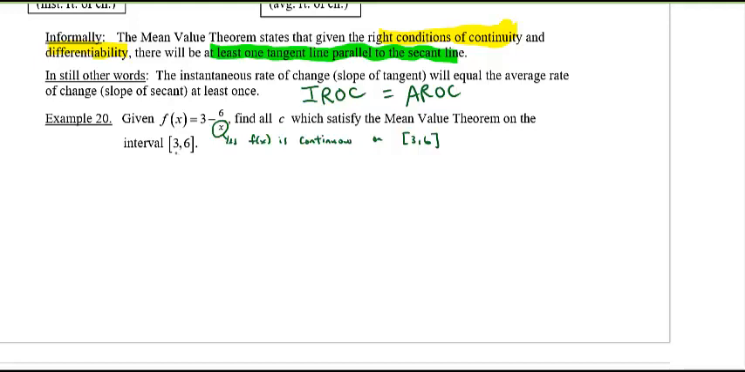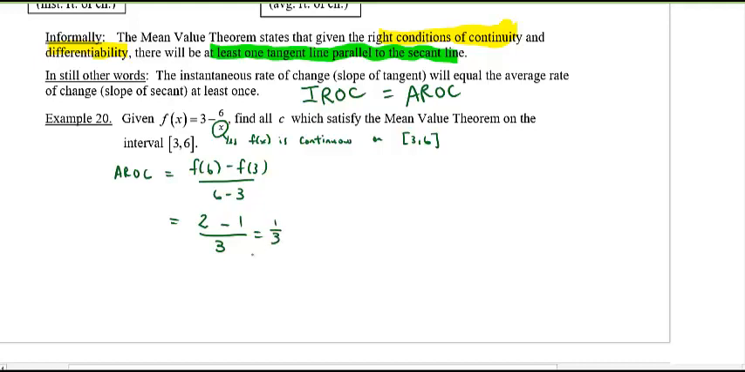Okay, so knowing that, how do we satisfy the mean value theorem? IROC equals AROC. So let's do AROC first. How do we find AROC? Average rate of change. That's f of 6 minus f of 3 all over 6 minus 3. We're going to calculate this. f of 6, what would that be? 3 minus 6 over 6. 6 over 6 is 1. 3 minus 1 is 2. f of 3: 6 over 3 is 2. 3 minus 2 is 1. So 2 minus 1 in the numerator. 6 minus 3 is 3 in the denominator. This must equal 1/3.